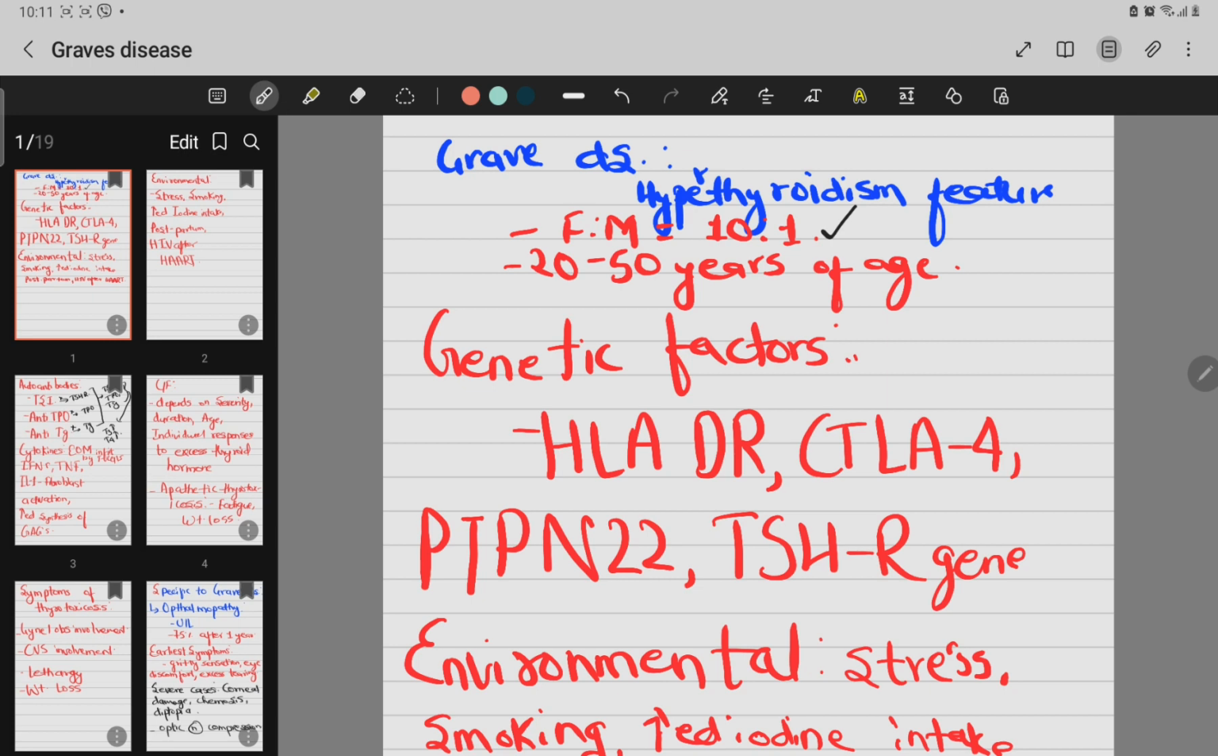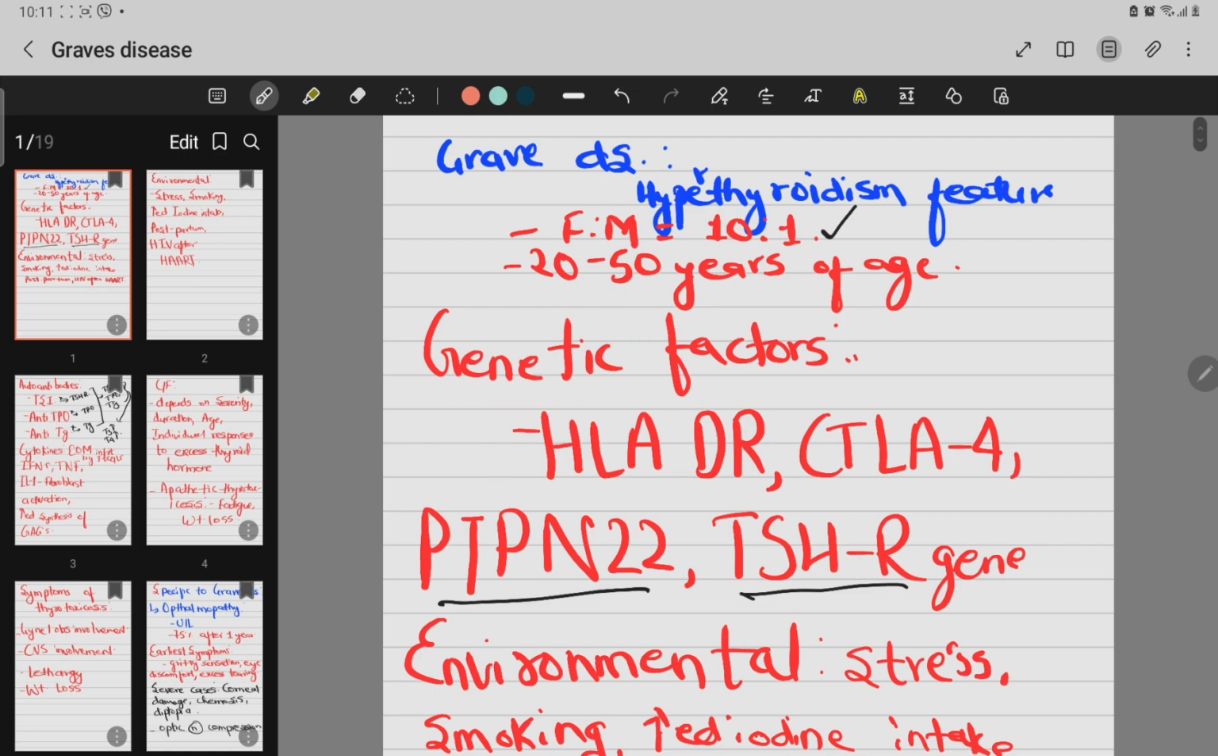Genetic factors: there is involvement of HLA-DR, CTLA4, PTPN22, and TSHR genes. Normally there is involvement of two things, the genetic factor and the environmental factor. In environmental stress, what happens? There are two things that play a role.